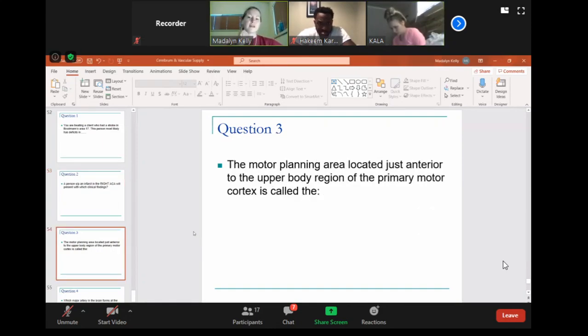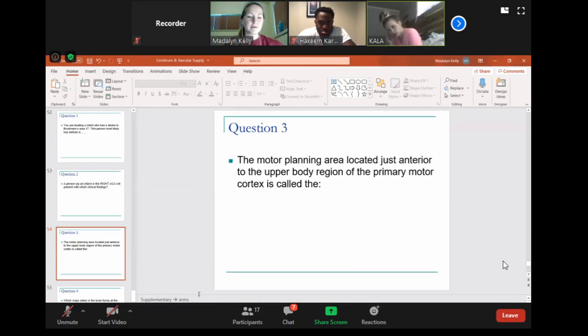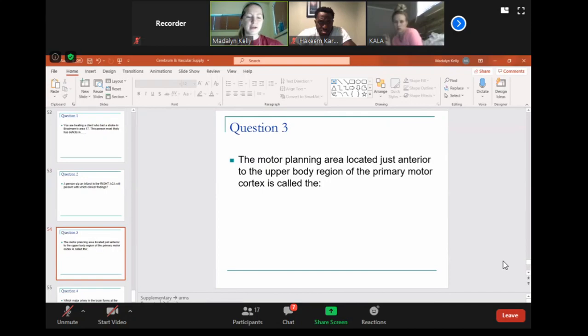The motor planning area located just anterior to the upper body region of the primary motor cortex is called... I put premotor because upper body is more lateral. What did I put? Yeah, I did. I had supplementary for arms, but then I was like, premotor?